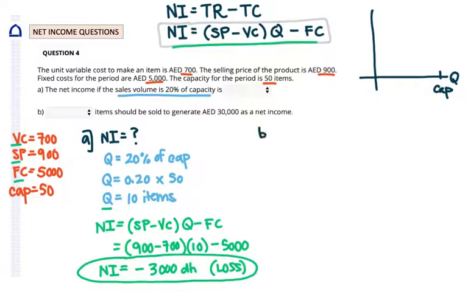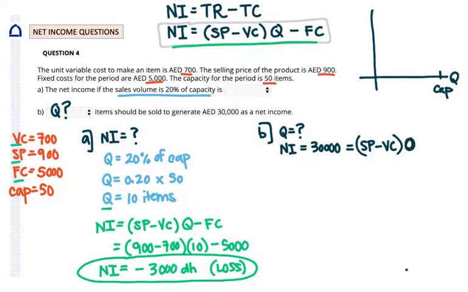Okay, now part B is saying how many items, Q items, should be sold in order to generate 30,000 dirhams in income. So we want to find Q, but they're telling us that the net income is 30,000. Okay, so let's use that same equation. Net income is selling price minus variable cost, quantity is what we're going to be trying to find, minus fixed cost. So let's plug in all those numbers.